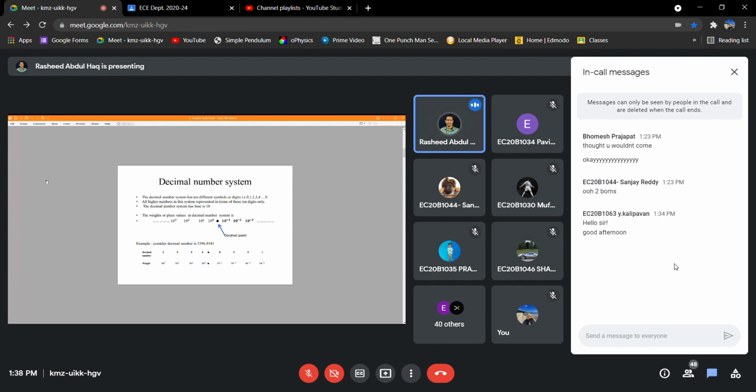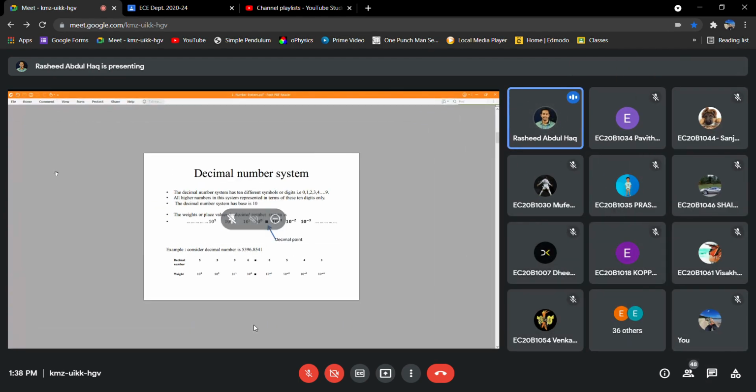Then we will discuss the weights, how this decimal number system works, and we will consider an example: 5396.8541. We have a decimal point, and towards the left and right there are weights. If we consider one side as the most significant bit and the other side as the least significant bit, then in the number 5396.8541, 5 is the most significant digit and 1 is the least significant digit. Hope you are getting an idea about this.